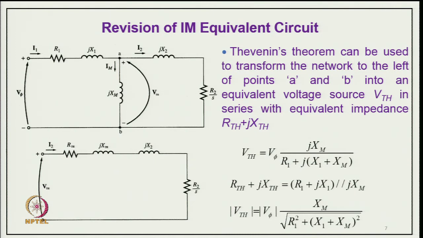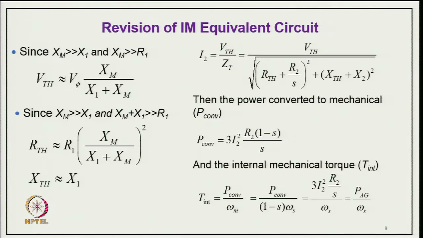So, we get a Thevenin equivalent voltage as well as impedance, where the Thevenin voltage is your supply voltage per phase times Xm upon under root R1 square plus X1 plus Xm whole square. That is the magnitude of the voltage. This is virtually, you can call it, with respect to the kind of phase you have considered.